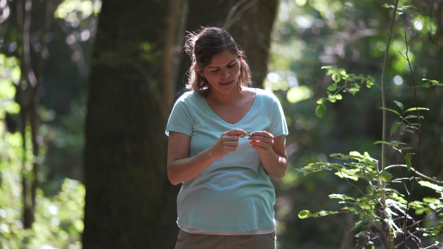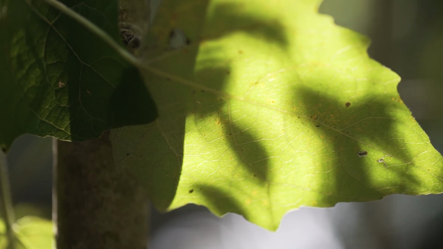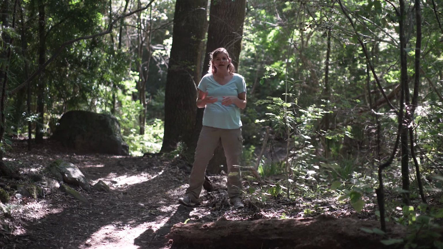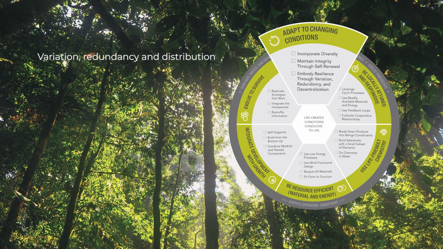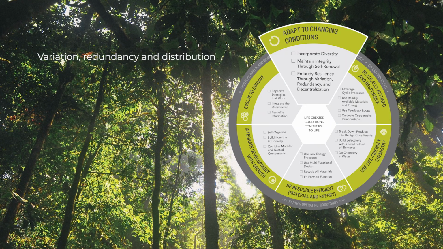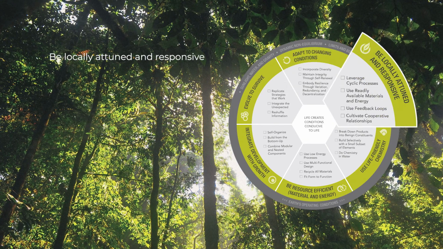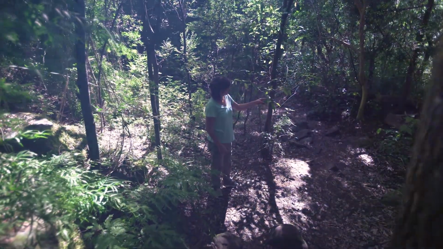If a caterpillar was to eat any part of this leaf, you could still distribute the nutrients across the entire leaf. There's not just one leaf, one centralized energy supply for the entire tree. There's a distributed, large number, redundant number of leaves on the tree. And there's not just one type of tree. There's a diversity of trees with a diversity of types of leaves to respond to different contexts and be locally attuned and responsive. There's not just one type of leaf in the forest.